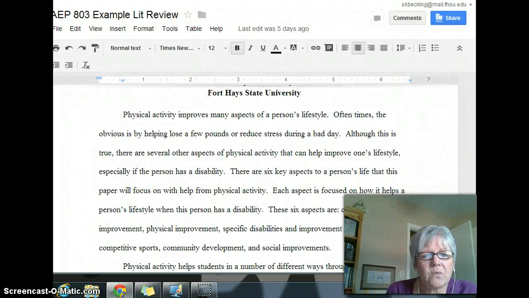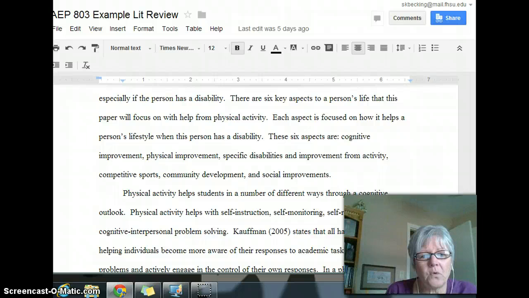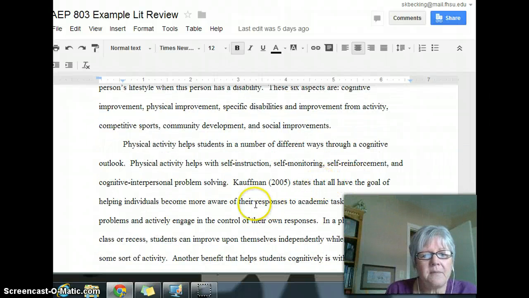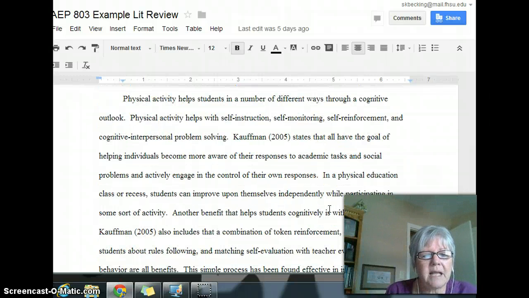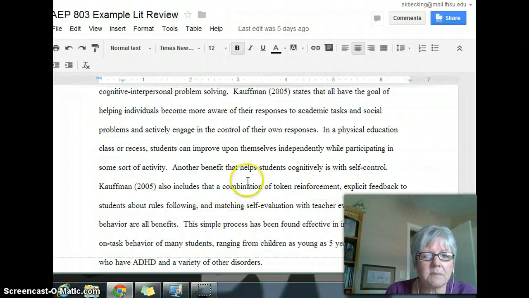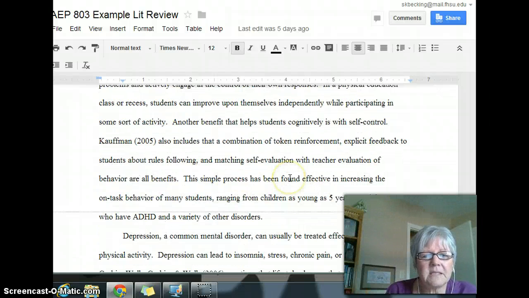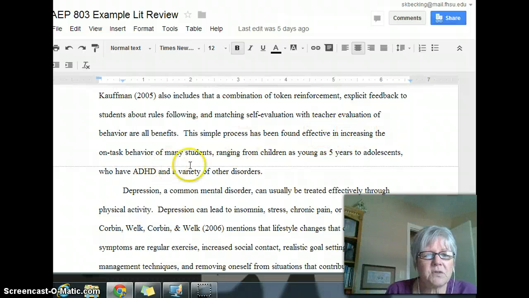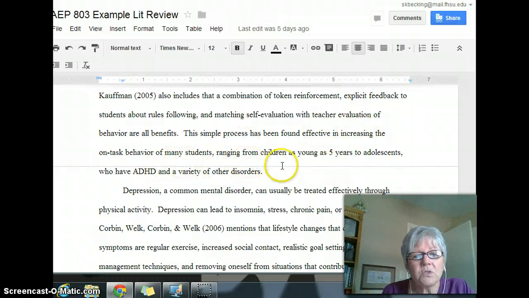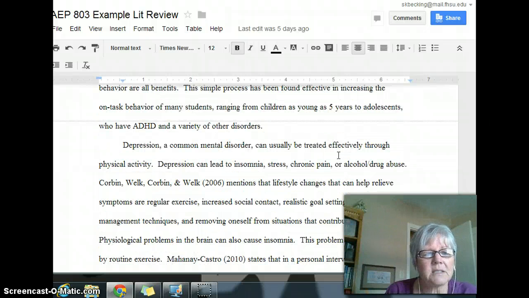And so the person does kind of an intro paragraph. And you can see this in the folder on Google Drive. Then they start talking about the articles. So Kaufman, 2005, states that all have the goal of helping individuals become more aware of their responses to academic tasks and social problems and actively engage in control of their own responses, blah, blah, blah. Another benefit, the simple process has been found effective in increasing the on-task behavior of many students, ranging from children as young as 5 to adolescents. Okay. Then you've got depression, a common mental disorder.